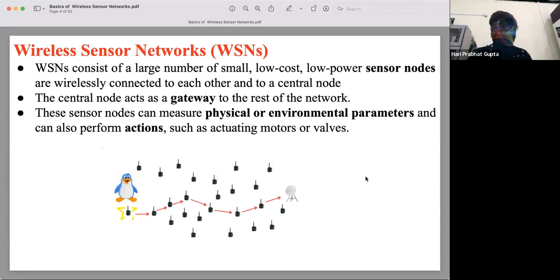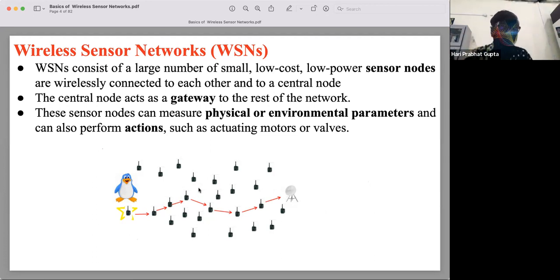So we come to the definition of wireless sensor networks. If we are new to this and want to figure out what a wireless sensor network is, the very basic definition is a large number of small, low cost, low power sensor nodes wirelessly connected with each other to a center node. Sometimes the center node is known as the gateway, sometimes as the sink node. But one thing is common: the rest of the sensor nodes are small in size, low in cost, and low power, so that we can deploy a large number of sensor nodes. If the cost is very high, then deploying a large number of sensor nodes is not possible.